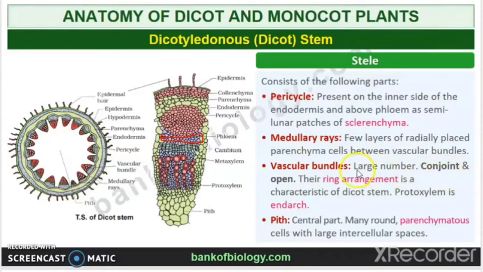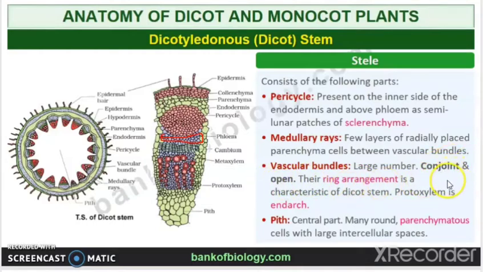They are conjoined and open. What is this conjoined? What is conjoined and open? It means that it is based on the presence of cambium. It can be conjoined open or conjoined closed, and if the cambium is present, we say it is the open type, right? So conjoined and open type.